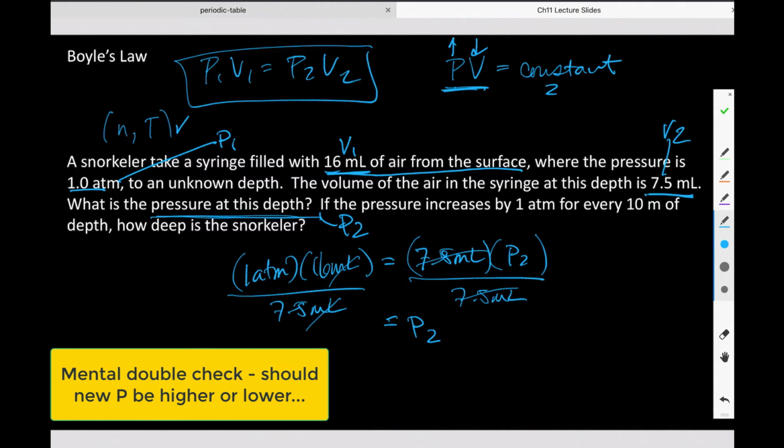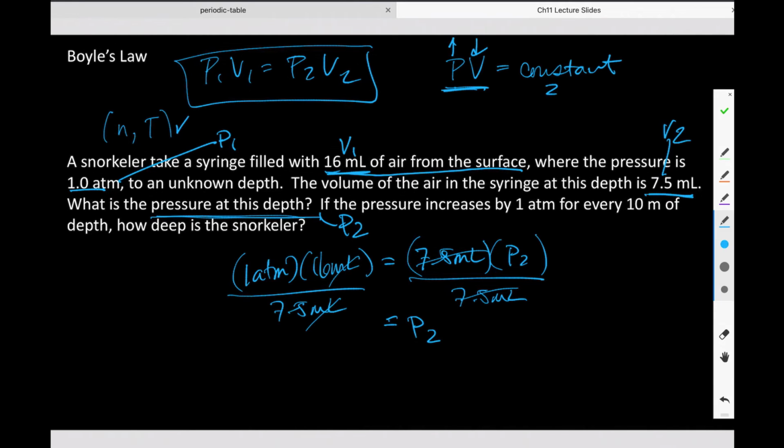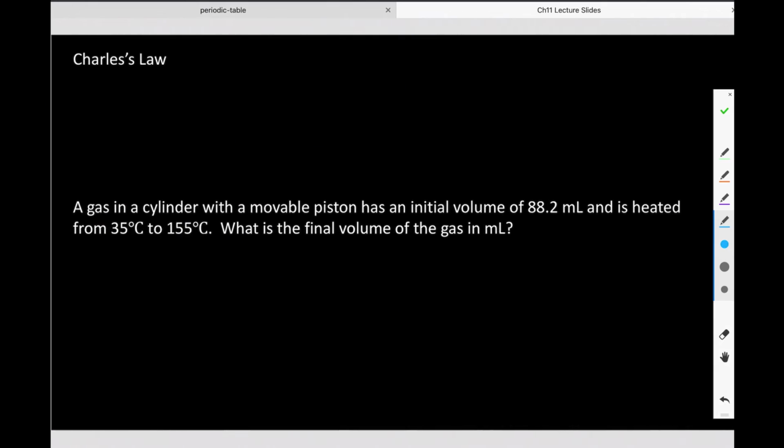And then once I solve for my new P2, the rest of the question says if the pressure increases by 1 atmosphere for every 10 meters of depth, how deep is the snorkeler? So if we're at 2.1 atmospheres and the question says it increases by 1 atmosphere, here at sea level we have 1 atmosphere pressure. If I go down 10 meters, now I'm at 2 atmospheres. So that means this diver must be something just below 10 meters. Make sense? Okay, next up.